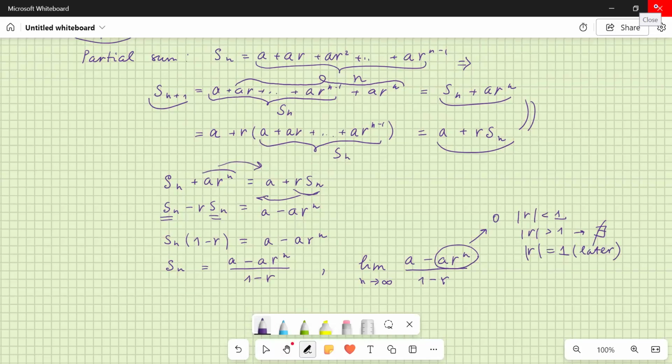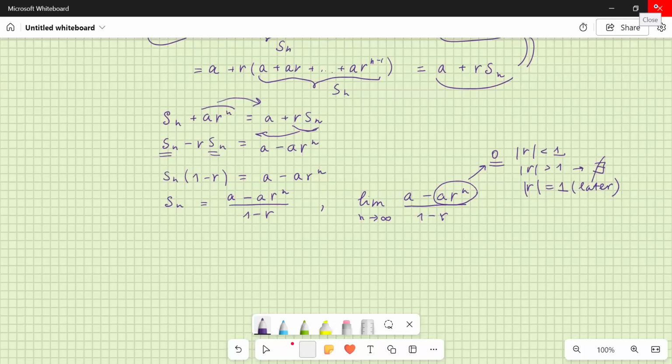When it's less than 1, the limit equals 0. And when r is equal to 1, we are going to separately consider these cases, okay? So, we don't need to say the limit does not exist, because that is going to crash the whole limit, right? When it equals 0, we are going to have the result a over 1 minus r.